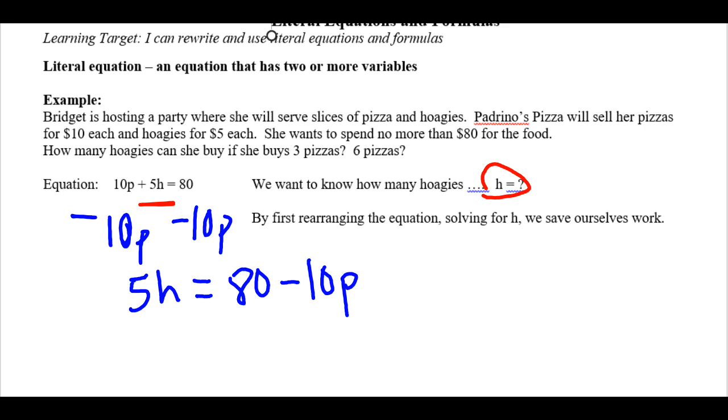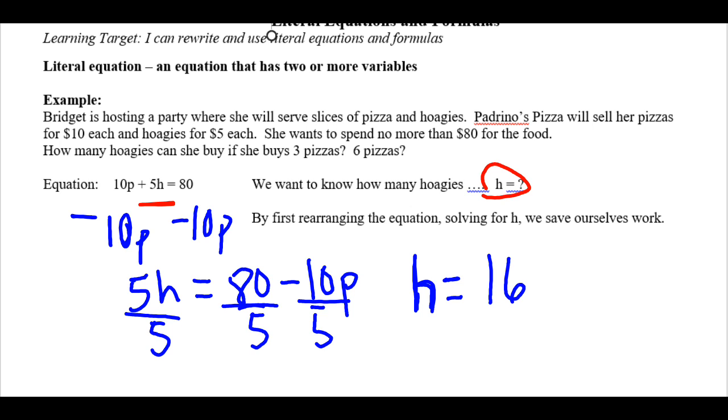Okay, alright. Is h by itself yet? Almost. How do I get it all the way by itself? I'll divide by 5 on each side. So I'll divide by 5, divide by 5. Dividing this side by 5, make sure you're dividing everything on that side by 5. And so I end up with h equals 80 divided by 5 is going to be 16 minus 2p.